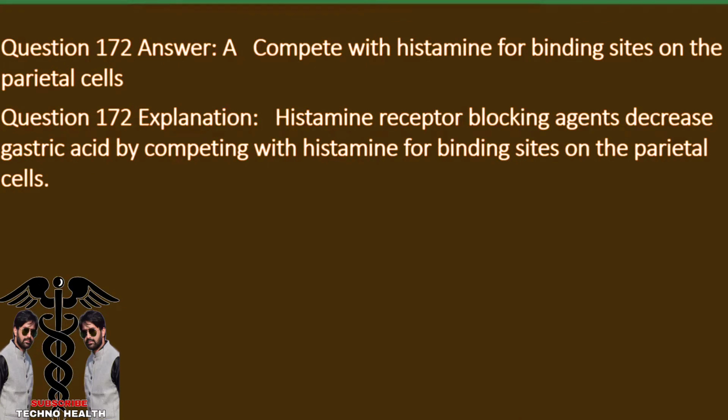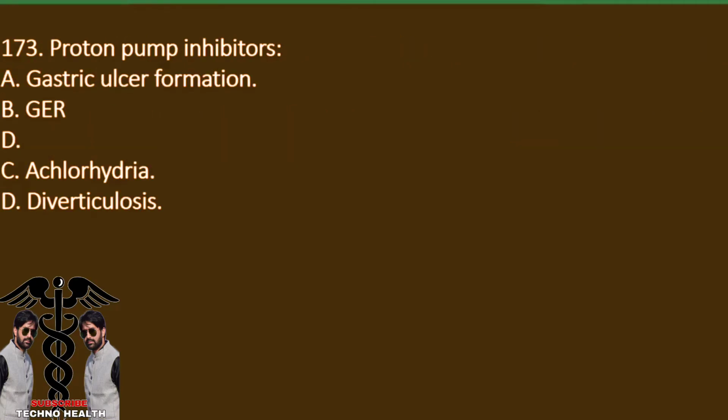Question 172. Answer: A. compete with histamine for binding sites on the parietal cells. Explanation: histamine receptor blocking agents decrease gastric acid by competing with histamine for binding sites on the parietal cells.